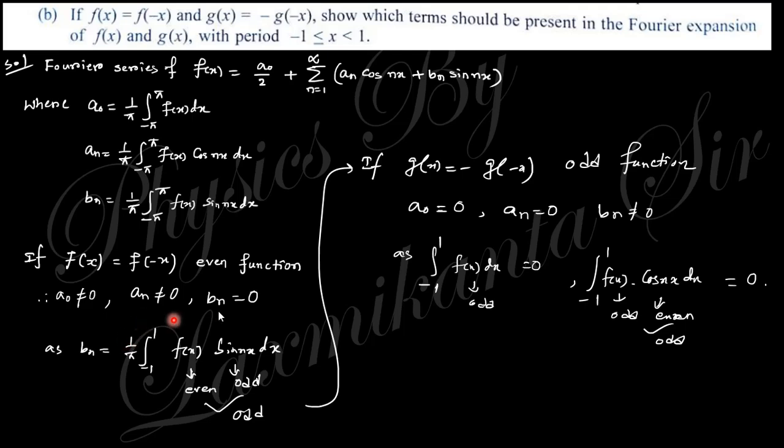Okay, bn is 0. And what about the odd function case? For an odd function, a0 is 0 and an is 0, but bn is not equal to 0. Even times odd gives you an odd function, and this is the only odd function. So, finally, a0 is 0 and an is 0 in case of the odd function, bn not equal to 0, but in case of an even function bn is 0, but a0 and an are not equal to 0.